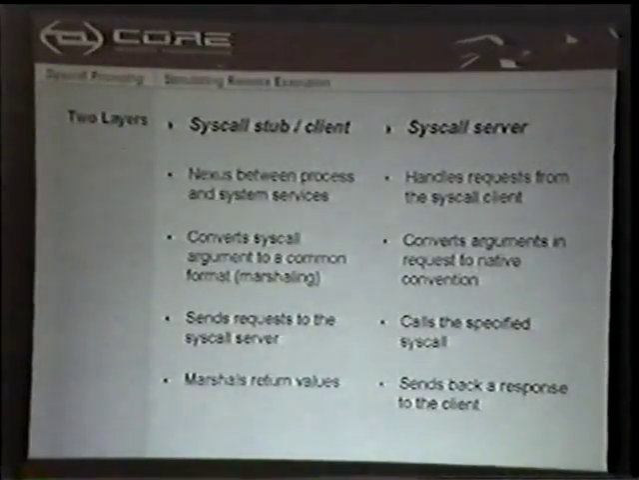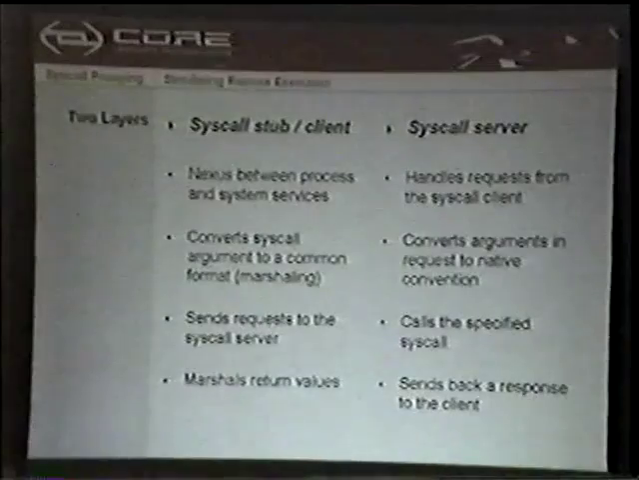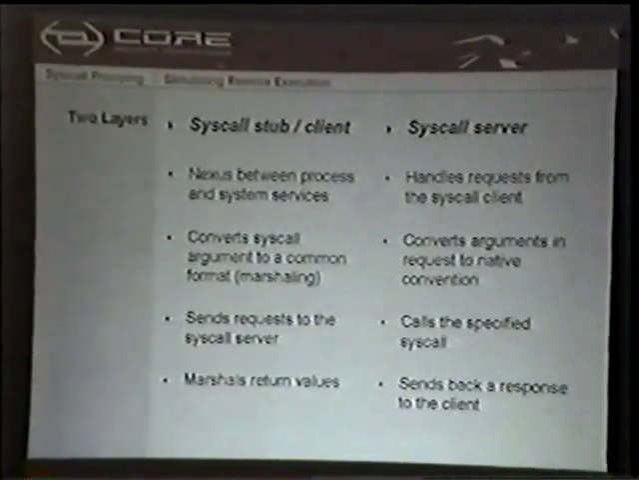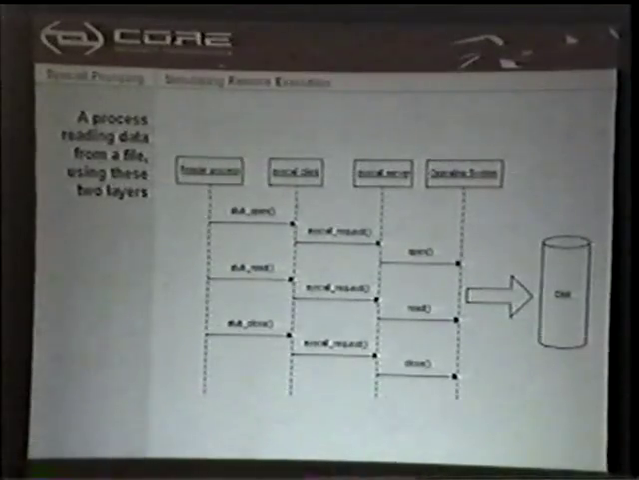The syscall server, in turn, will handle this request from the client, convert arguments for each syscall from the request format to the native calling convention of the operating system, call the specified syscall, marshal back the arguments, and build a response and send it back. So the same reader process, now with the syscall client and the syscall server layers in between, will look something like this.